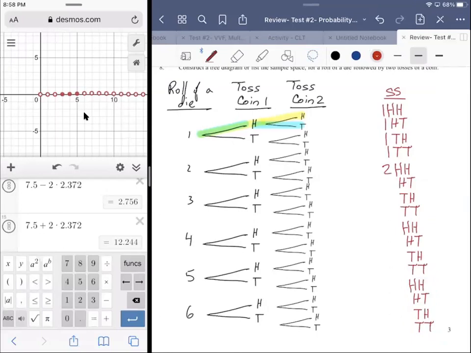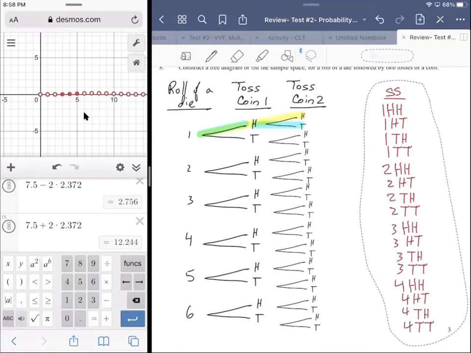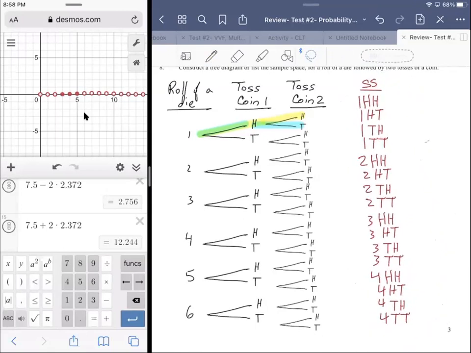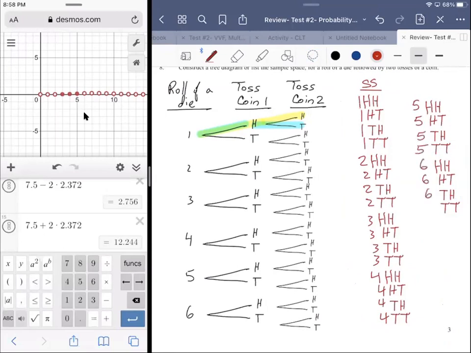So 2, 2, 2, 2, 3, 3, 3, 3, 4, 4, 4, 4. Five, 5, 5, 5, 6, 6, 6, 6. All right, so you don't have to do both. It's one or the other.